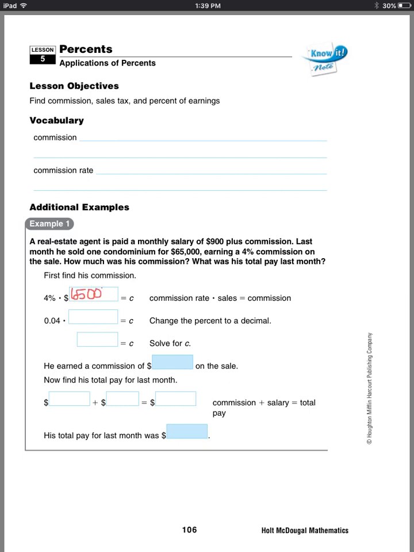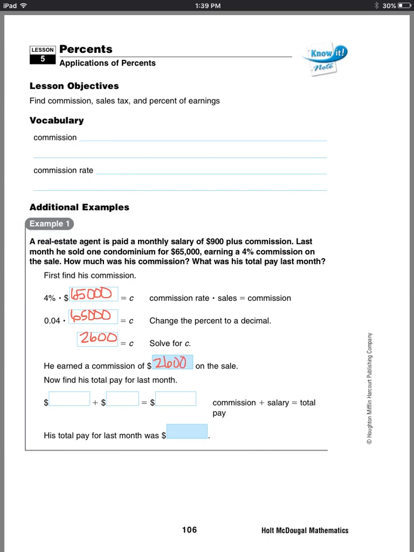Now, we need to change the percent to a decimal because we can't multiply by a percent, but we can multiply by a decimal. So we have 0.04 times 65,000. And when you multiply that, you get 2,600. So when he sold that condo for $65,000, he made $2,600 of that $65,000. So he earned a commission of $2,600 on the sale.